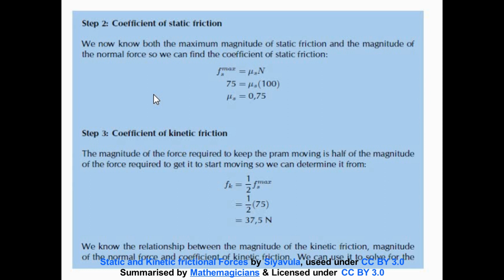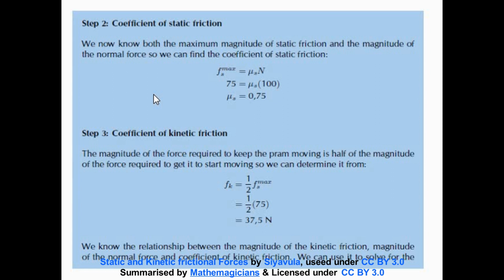We know the force that it took to get the pram to start moving was 75, and the force to keep it moving is half of the force that was needed to get it to start moving. So we now know that the kinetic frictional force is equal to 37.5 newtons.